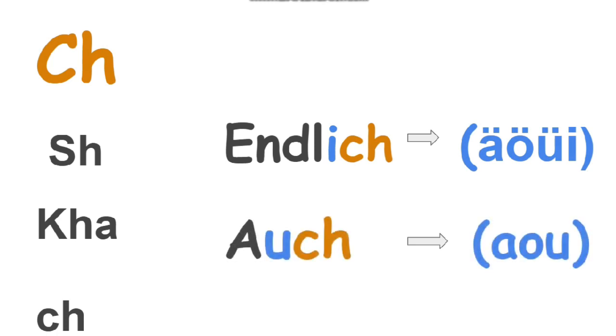The second word is auch. If A, O, U, any of these letters comes before CH, it will produce the sound of h. Auch.